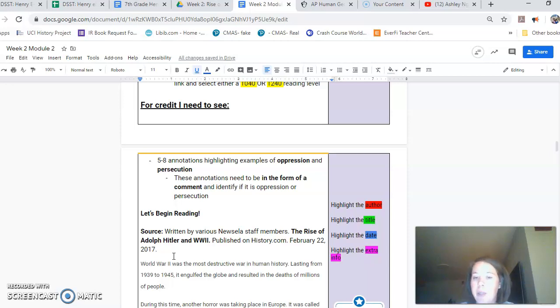First, because we are going to be doing this a lot, I want you to practice highlighting the author red, the title blue, the date green, and any extra information purple. Go ahead and do that now. Also, it's good annotation practice.